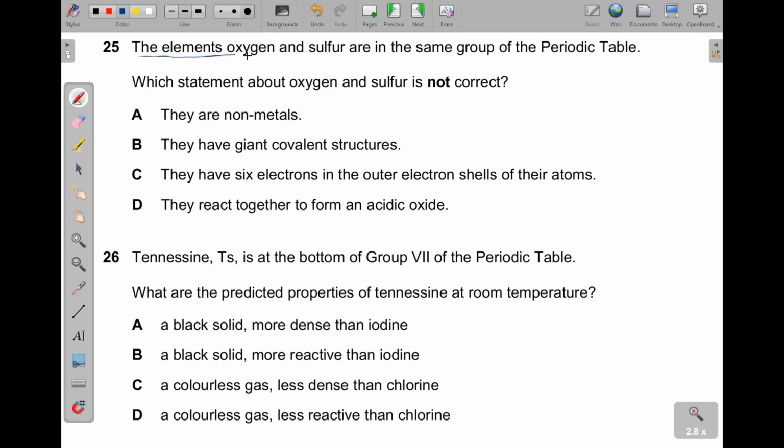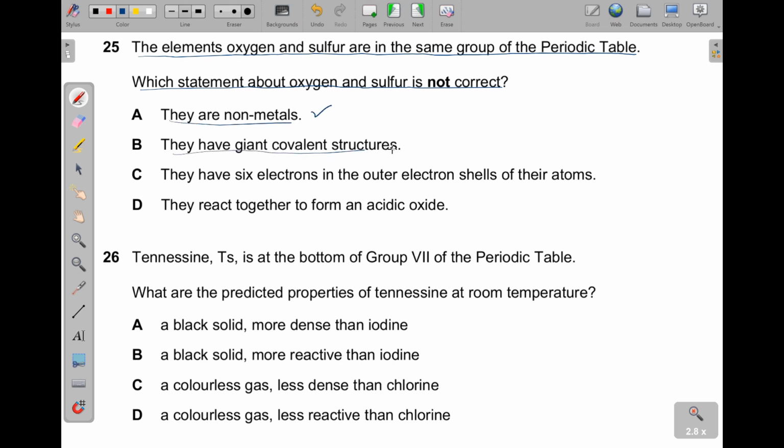Question 25. The elements oxygen and sulfur are in the same group of the periodic table. Which statement about oxygen and sulfur is not correct? Oxygen and sulfur are in the same group in the periodic table, that is group 6. They are nonmetals. This one is correct.